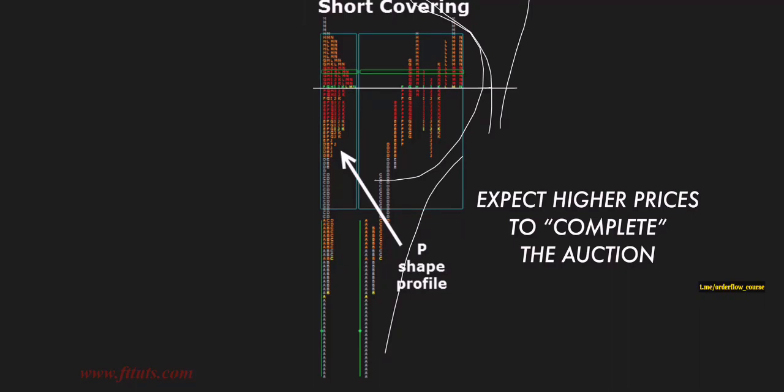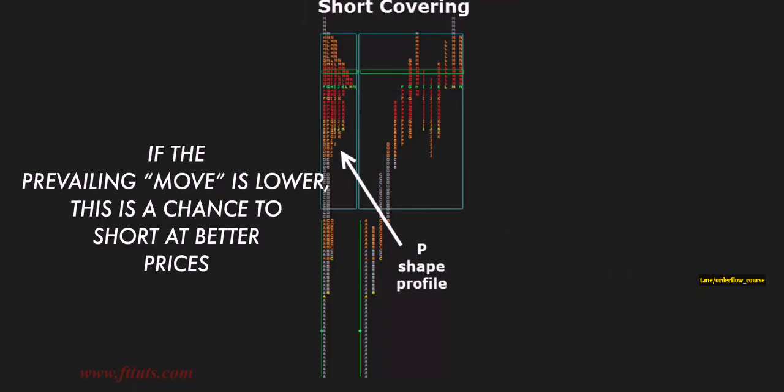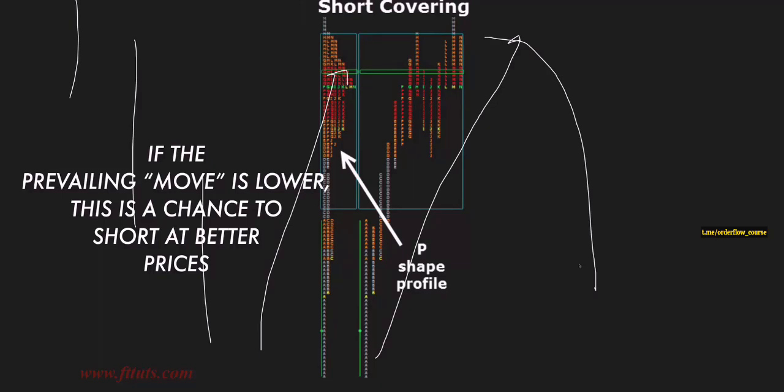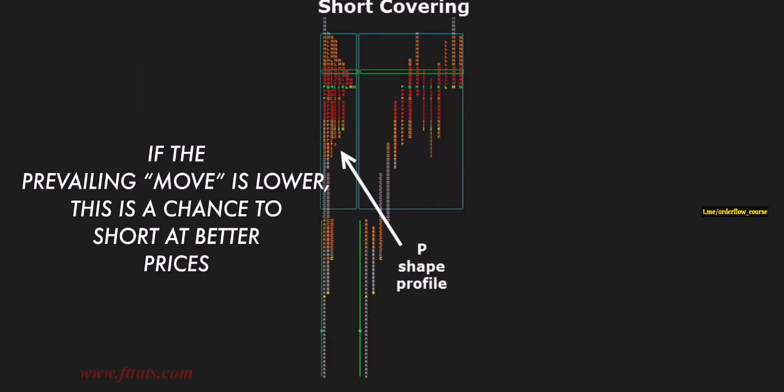Now, just like with the Bs, there's a caveat to this one as well, and that is that if the prevailing move is lower, so that means if recent auction activity has been trading lower, and then I get a day like this, it's often short covering. So this is relief off of the downward auction that actually allows me an opportunity to get short at better prices. So just beware when you're looking at those imbalances. Even though we're often trading in the day time frame, we're always looking at the larger picture to see what's going on and to give us some guidance as well.